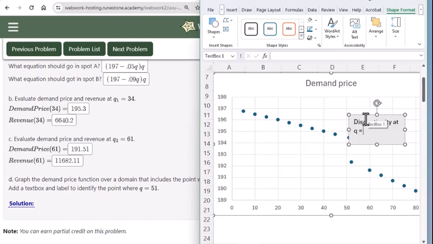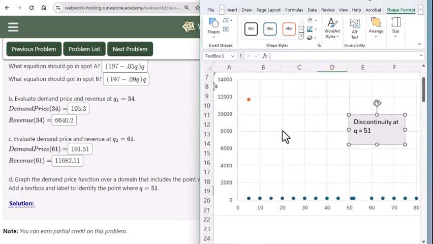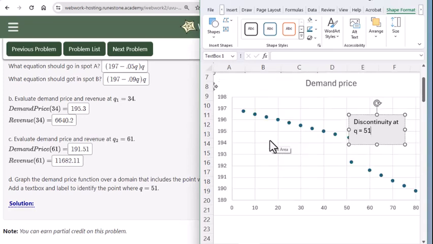When I hit enter on this text box, I'm going to pick up that stray point again. It was my last revenue that I copied in, of 11,000, and that's going to totally change the axes and make all of the blue points look like they're flat. So I'm just going to delete that stray orange point.